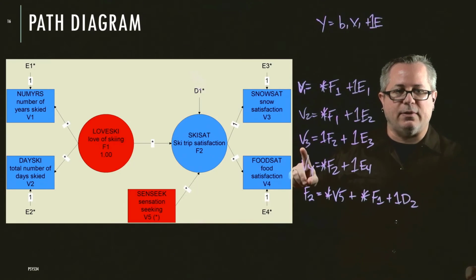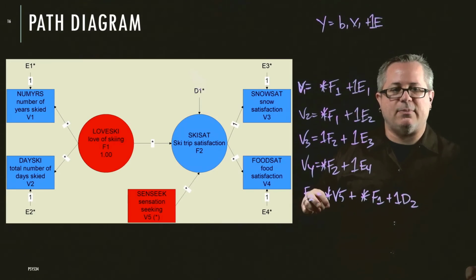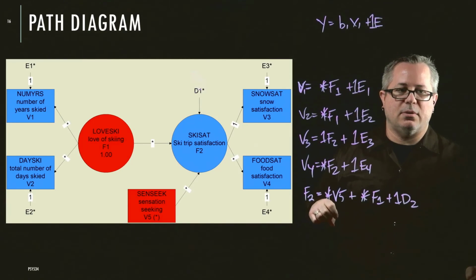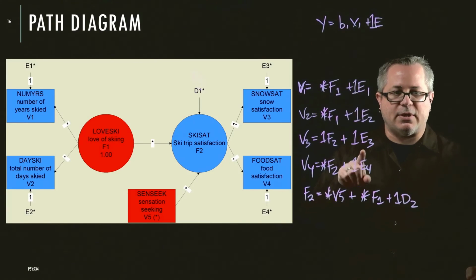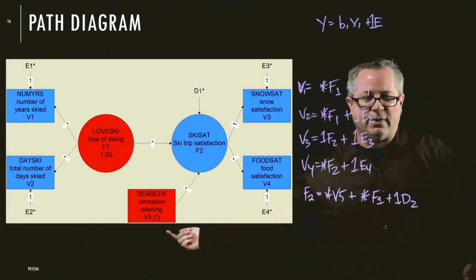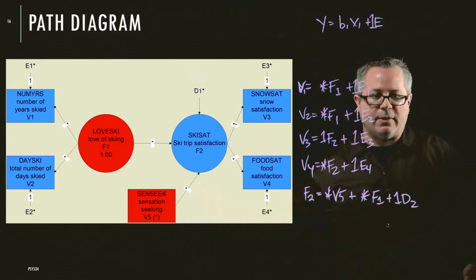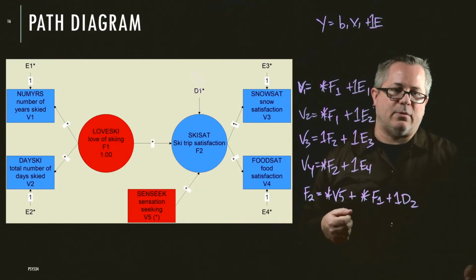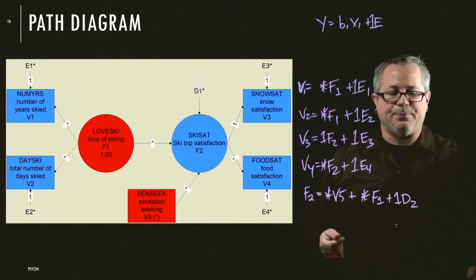All right, V3. Now V3 is a special one. It's got 1 times F2. V4's got an asterisk times F2. They each have their errors. And then factor 2, the ski satisfaction circle there, is the only factor that's being predicted by something else. It's predicted by F5 down here at the bottom, and that's being estimated. And then it's also being predicted by F1, and that's estimated.